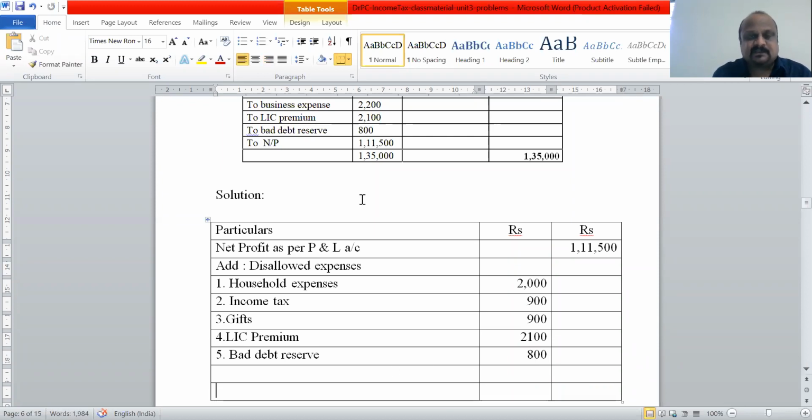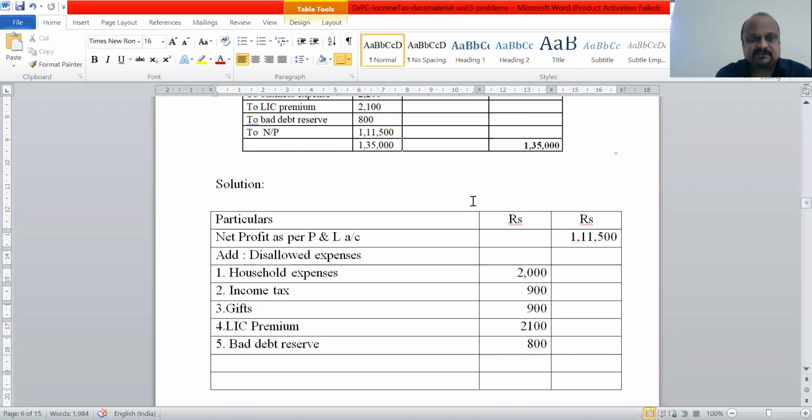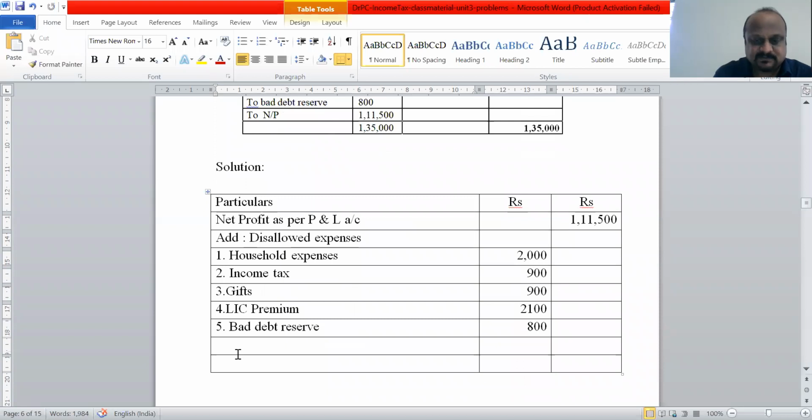You can see here on the credit side there are no incomes given, only gross profit from the business. So it is only so much, less disallowed.